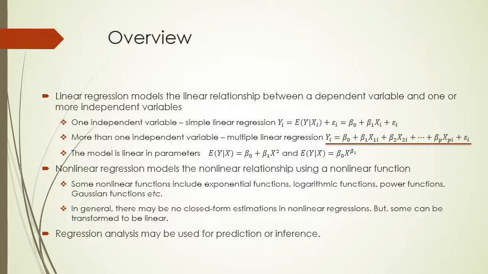The linear regression is linear in parameters. For example, E(Y) = β0 + β1x² is a linear regression model since the parameters β0 and β1 are linear with the expectation of y. And E(Y) = β0x^β1 is not a linear regression model because β1 is not linear with E(Y).